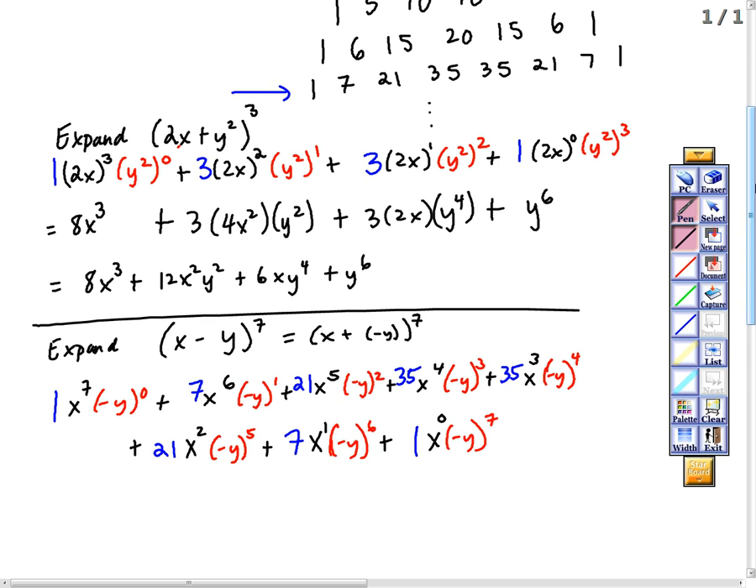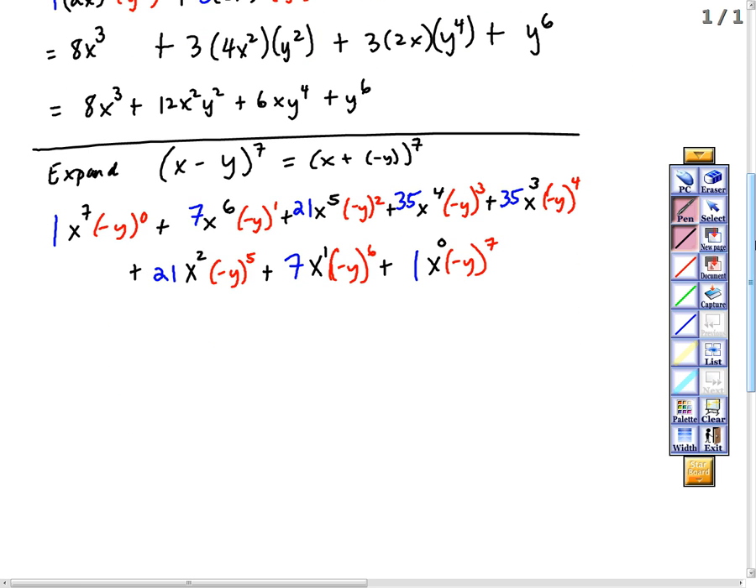I'm going to scroll down a little bit. Okay, so this, anything to the 0 power is 1, so I get x to the 7th. Okay, now I have 7x to the 6th, and I have negative y to the positive 1. So that means I keep that negative. So I have negative 7x to the 6th y. Okay, now if I look at the power of y here, it's squared. So that negative sign is also squared. So a negative times a negative is a positive. I keep the plus. Plus 21x to the 5th y squared.